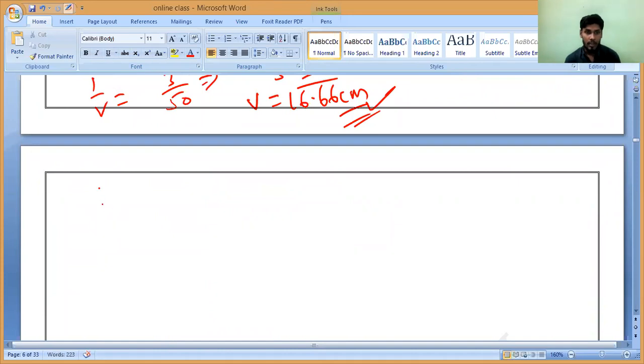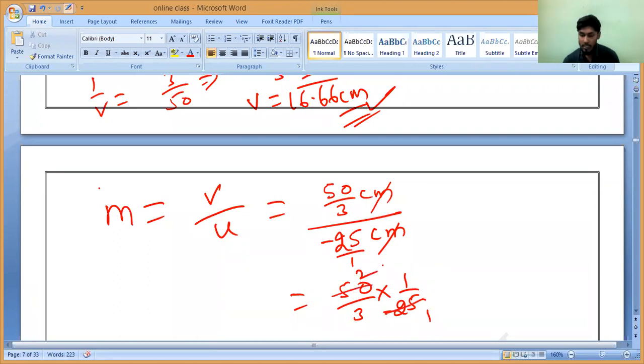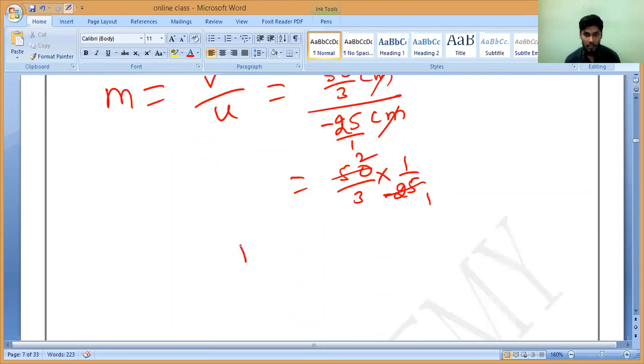Next, magnification. Magnification is equal to V by U. Understand? V equals 50 by 3 centimeter, divided by the object distance, which is minus 25 centimeter. Is it yes or no? So now 25 will get cancelled, and 1 will be there. So 50 by 3 into 1 by 25, minus. 25 ones are 25, 25 twos are 50. So which is equal to 2 by 3. Magnification is equal to minus 2 by 3, which is equal to how much?